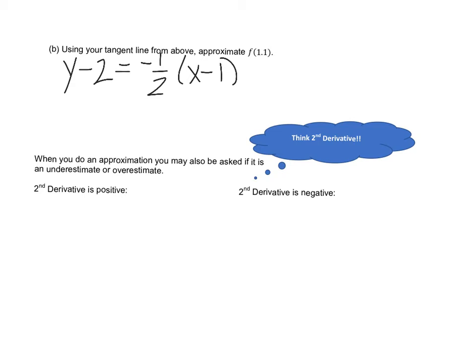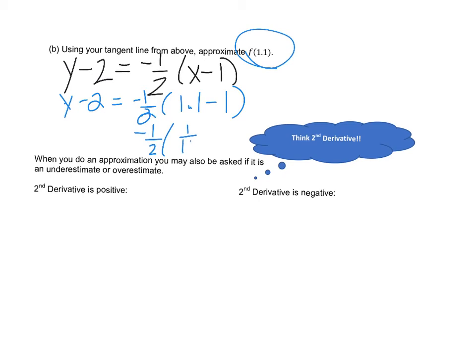If part B to that question is, using your tangent line from above, approximate the value f of 1.1, I'm using my tangent line to approximate 1.1. So I'm just going to take my x value and plug in 1.1. So I still have y minus 2 is equal to negative 1/2 times 1.1 minus 1. 1.1 minus 1 is 0.1, or you could think of it in terms of fractions, which might be a little easier for this one: 1/10 equals y minus 2.